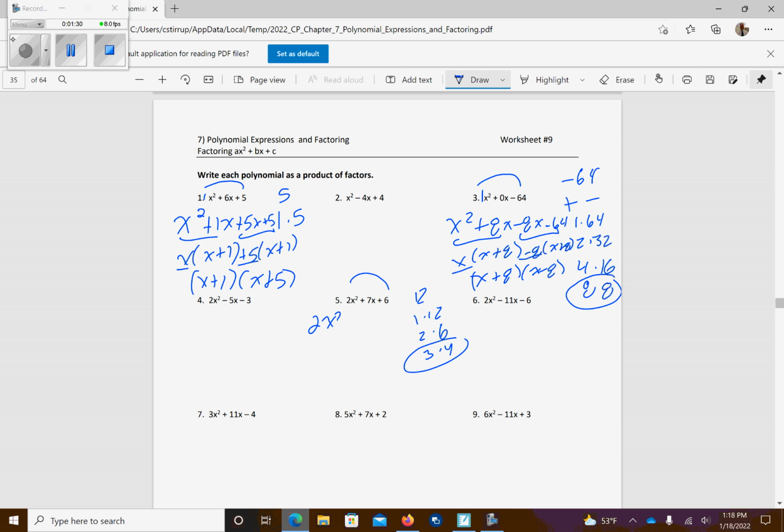So I get 2x squared plus 3x plus 4x plus 6. That gives me an x out of the first two, with 2x plus 3. I can factor 2 out of the others, that's 2x plus 3. So 2x plus 3 comes out. What do I have left? x plus 2. That's the other binomial.